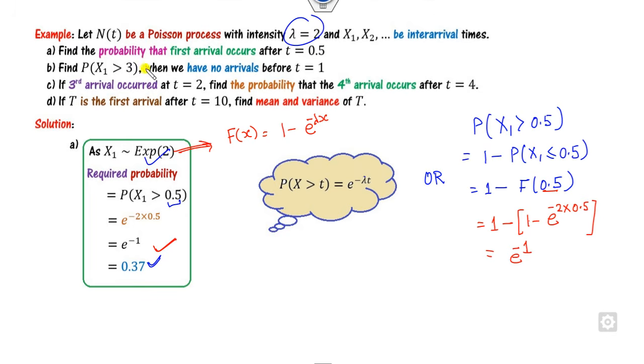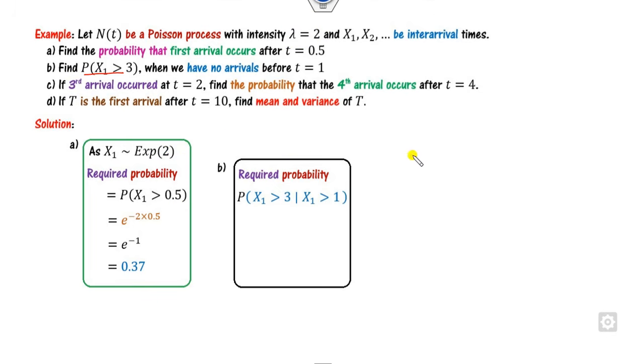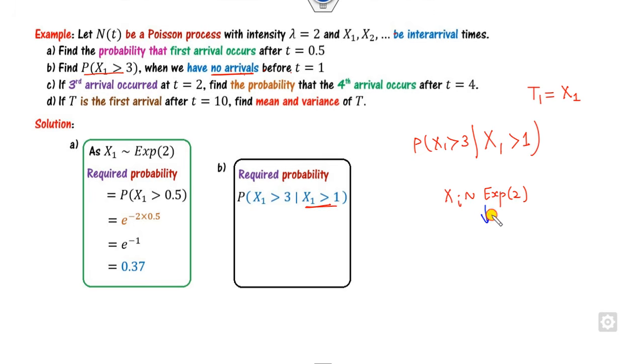Look at the second part. Find the probability that x is greater than 1 for the inter-arrival, when there is no arrival before the time t1. Again there is a t1, but t1 is nothing but my x1. So no arrival is the condition, that's it, the conditional probability, no arrivals occurring before t1. Xi follows my exponential distribution. And what is the property of the exponential distribution? It is my memoryless property.